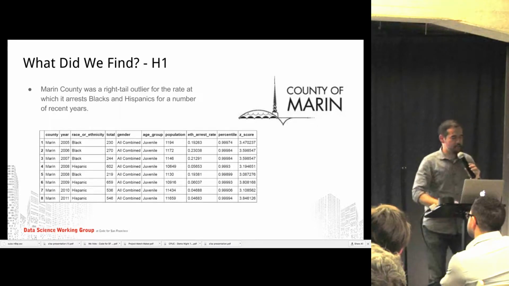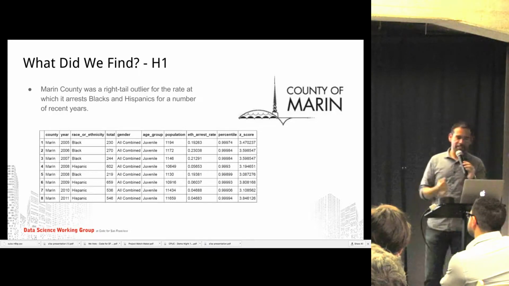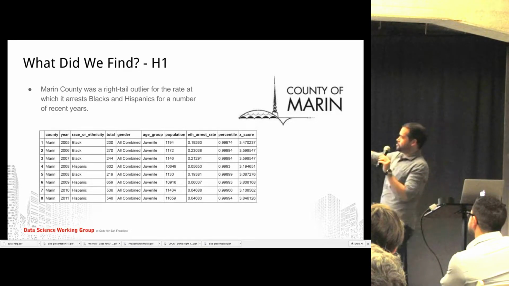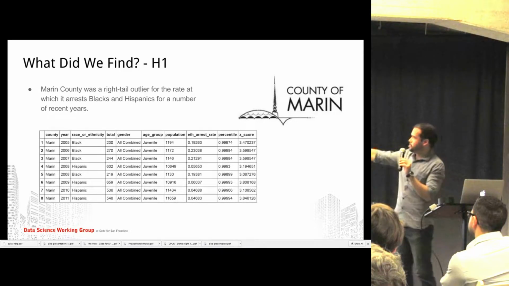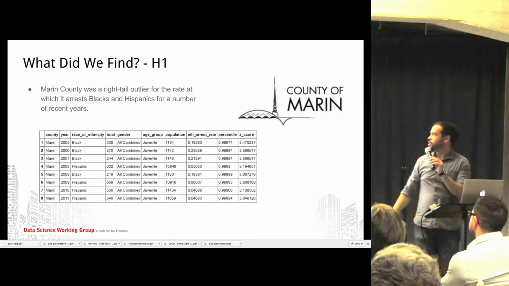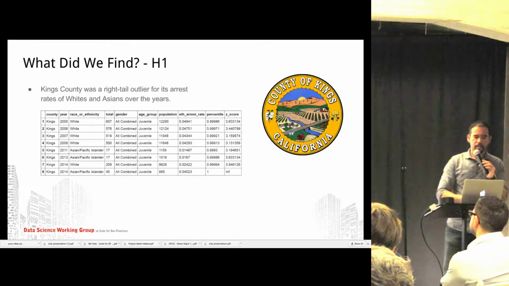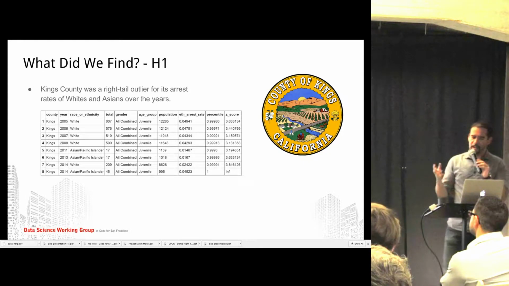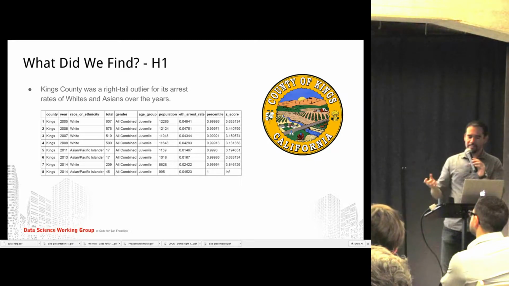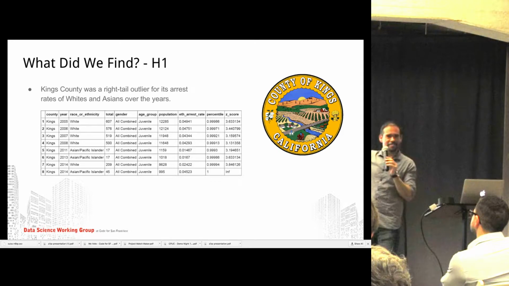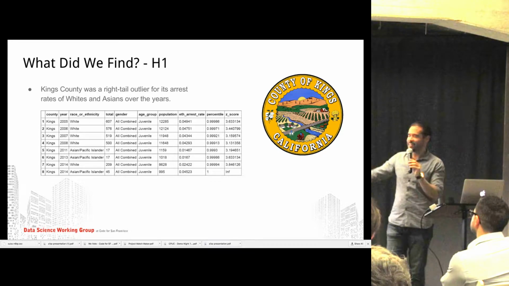We found that Marin County was an outlier for the rate at which it arrests blacks and Hispanics for a number of recent years, 2005 to 2011. You can see the Z-scores there on the right. And those are juveniles. Kings County was an outlier for the arrest of whites and Asians over the years, which is kind of unusual, unexpected, right?